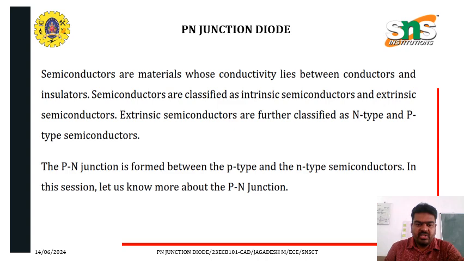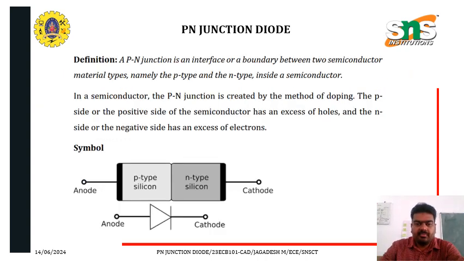So, the PN junction diode is made of semiconductor materials whose conductivity lies between conductors and insulators. Semiconductors are classified as intrinsic semiconductors and extrinsic semiconductors. Extrinsic semiconductors are further classified as N-type and P-type semiconductors. The PN junction is formed between the P-type and the N-type semiconductors. In this session, let us know more about the PN junction.